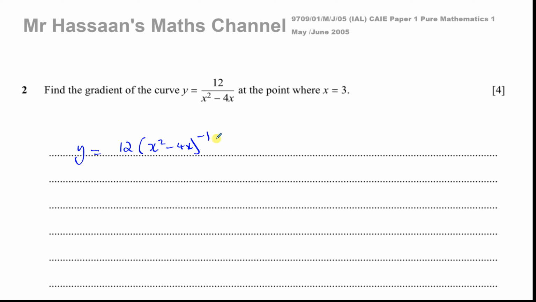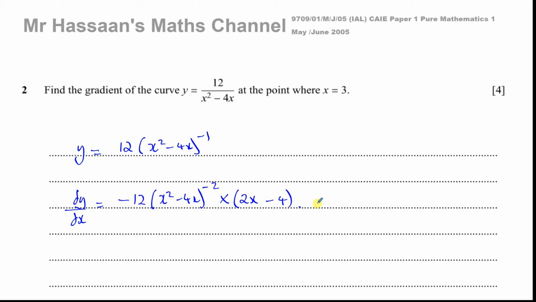In order to differentiate this, I have to use the chain rule. To use the chain rule, I multiply by the power, so I get minus 12 times. Then I take one from the power. So I take one from the main power, so it becomes negative 2. And then I multiply by the differential of what's inside the function. You always multiply by the differential of what's inside the function. This is called using the chain rule. So you always multiply by this function, which is inside the main function. This gives you 2x minus 4.